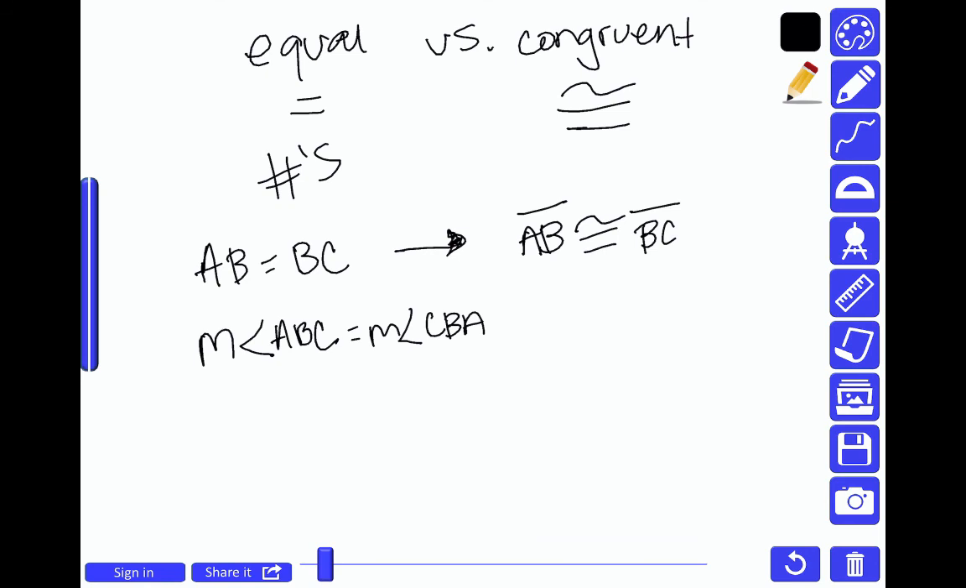CBA. I'm talking about a measure here. So maybe this is 35 degrees, then that means that this must be 35 degrees. But if I'm just talking about the angle, not the measure of it, then I would say the angle ABC is congruent to angle CBA. So just be aware of that. You'll catch on as we continue further.